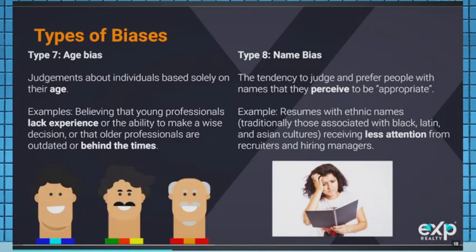Then we've got age bias. This is judgments about individuals based solely on their age. Another one that we see big time. Examples is believing that young professionals lack experience or the ability to make a wise decision, or that older professionals are outdated or behind the times. So both of those views are not right.